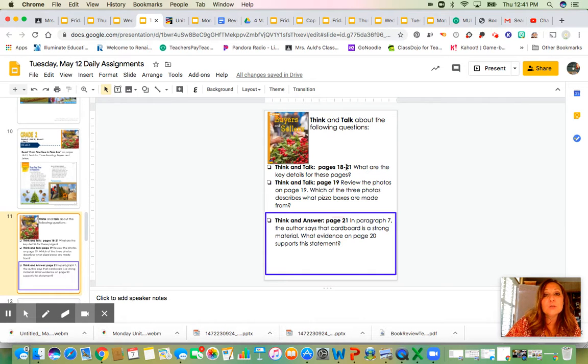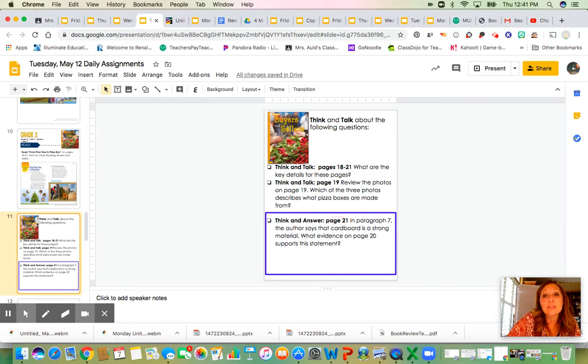Pages 18 through 21, that's actually the first page in the story is page 18. The last page in the story is page 21. What are the key details for those pages? What we just mean by key details are what are the important details for those pages? What are the important steps that make a pizza box? So go back and really pay attention to those steps that a tree goes through to turn it into a pizza box. Okay, so that was number one, the key details or the important details in your story.